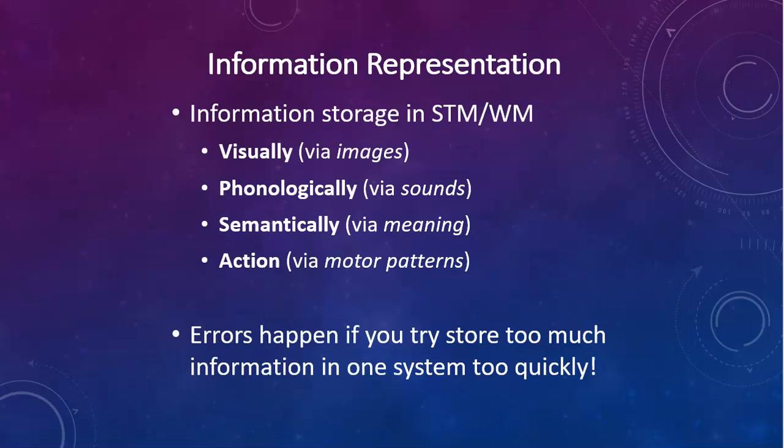So how is the information represented in our short-term or working memory? We have what we call information storage. We have 4 different types: visual, phonological, semantic, and action. So visual would be images, so remembering different images.